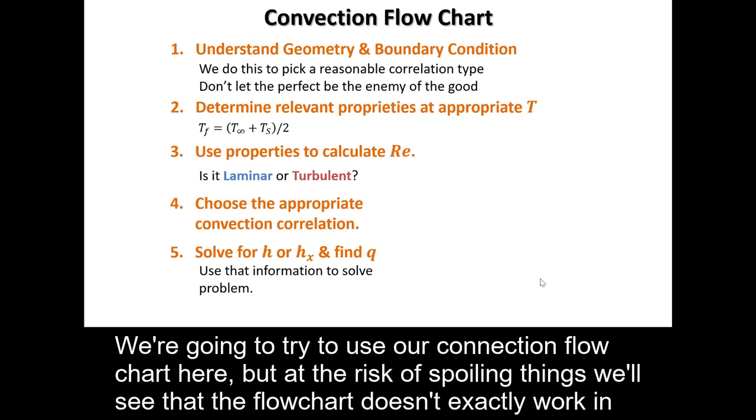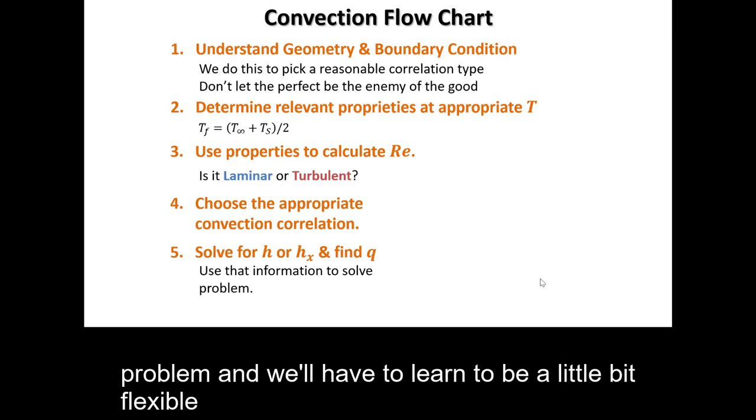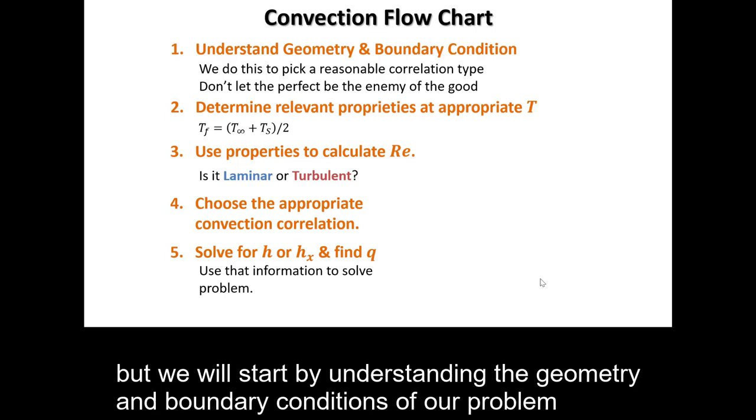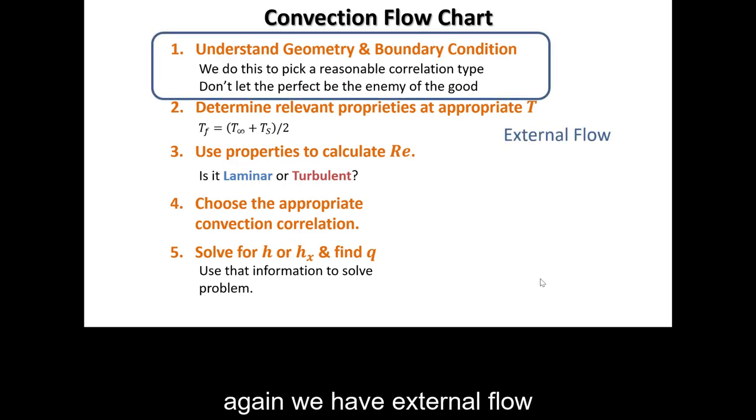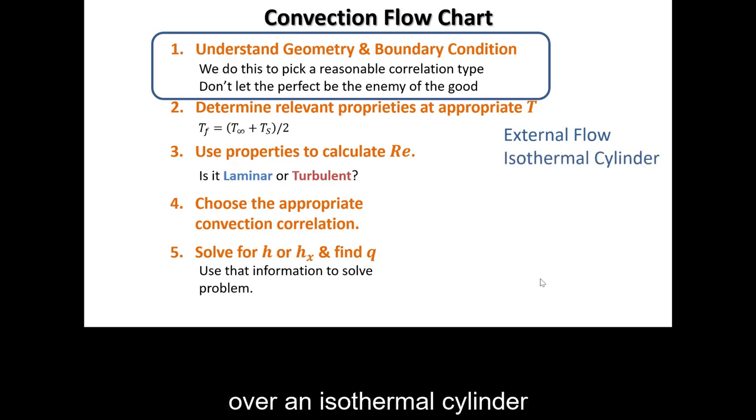We're going to try to use our convection flowchart here, but at the risk of spoiling things, we'll see that the flowchart doesn't exactly work in this problem, and we'll have to learn to be a little bit flexible. But we will start by understanding the geometry and boundary conditions of our problem. Again, we have external flow over an isothermal cylinder.